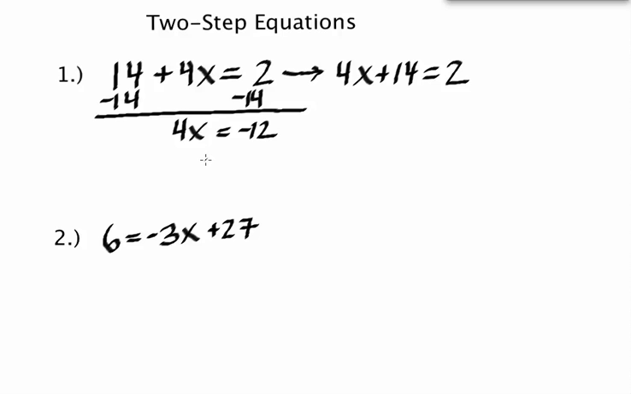Now, here's the part that a lot of people struggle with. I'm multiplying x by 4, which means I need to undo the multiplication. I'm going to divide by 4 on both sides. So I draw my line to indicate division, divide by 4, and divide by 4. That leaves me with 4 over 4 is 1. That's going to leave me with x, positive x. Remember, we talked about not having negative variables. And negative 12 divided by positive 4 is negative 3.